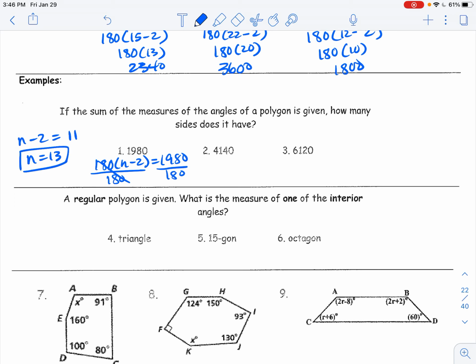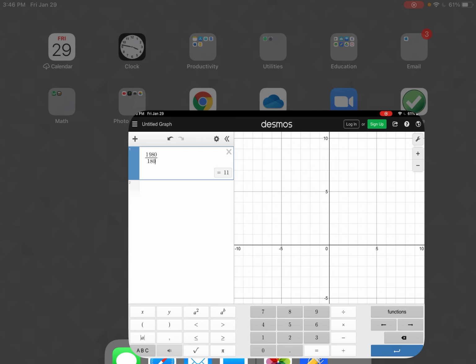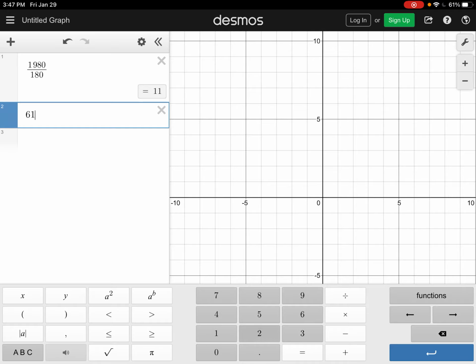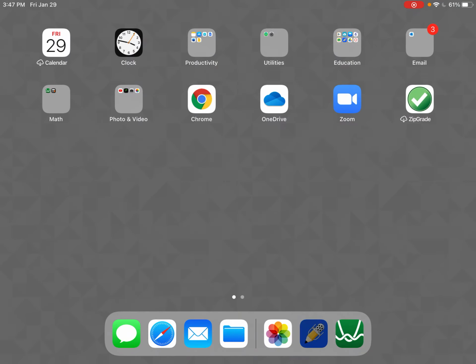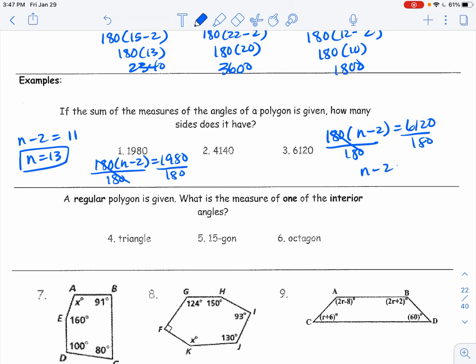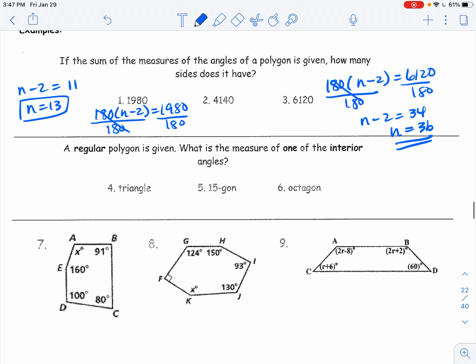All right, let's just skip to one more example. Let's do just number 3. So again, we just set up our formula. 180 times n minus 2 is equal to 6120. First thing I would do is divide both sides by 180. 6120 divided by 180 is 34. So this is n minus 2 is equal to 34. If I add 2, n is equal to 36.